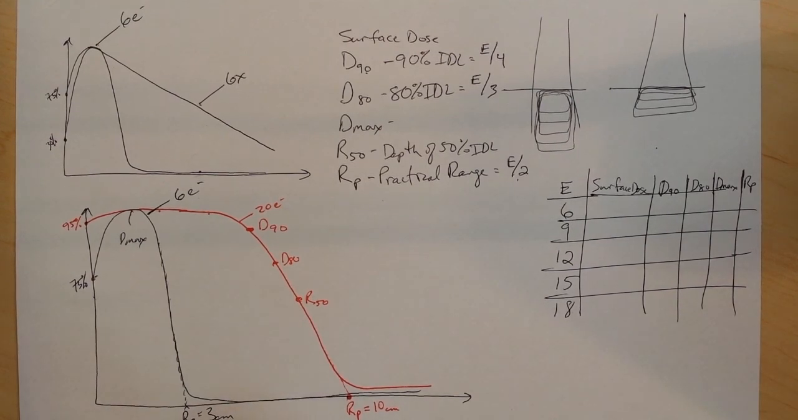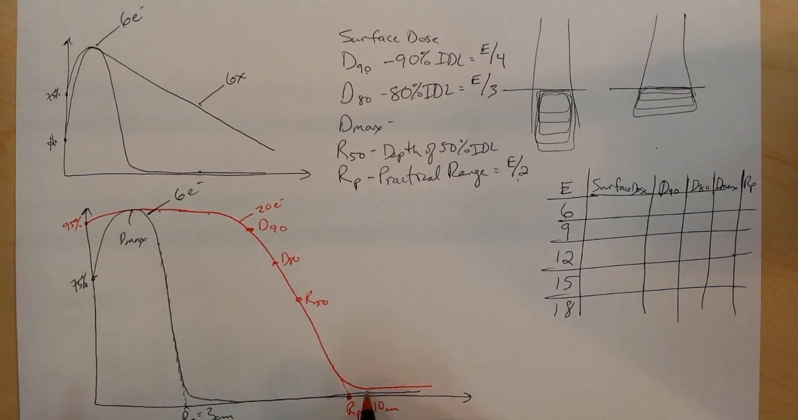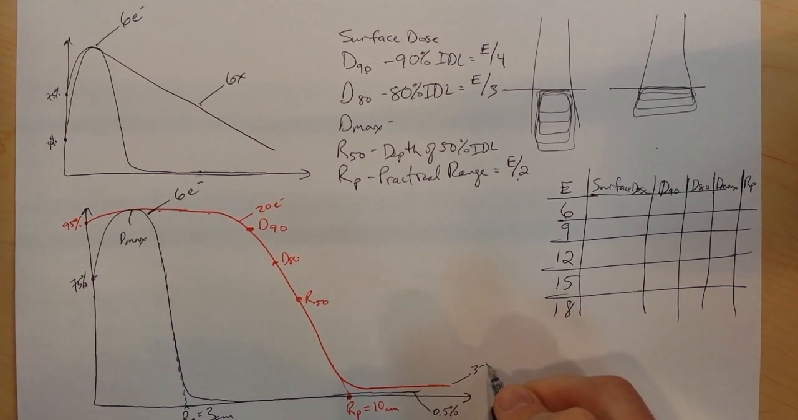R sub P represents the practical range, or the physical range, of the electrons traveling in the tissue. So anything after this point is purely bremsstrahlung contamination. Bremsstrahlung contamination comes from the electron interactions within the treatment head and the scattering foil, and it is X-ray contamination. They're photons that are contaminating the beam. They're always present, except they're dwarfed by the dose of the electrons back here, and they show up after the electrons stop depositing their dose, and you're left with the contamination. It's roughly 0.5% for 6E, and it can vary between 3 to 5% for 20E.